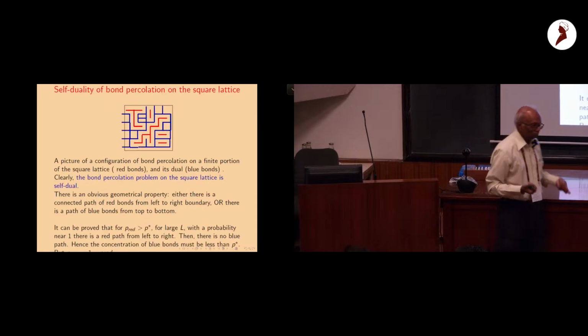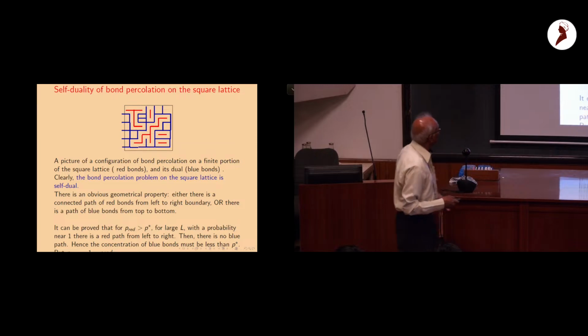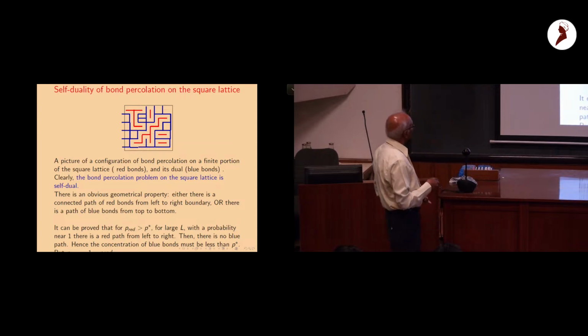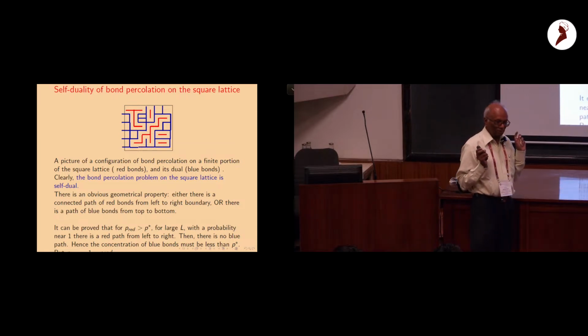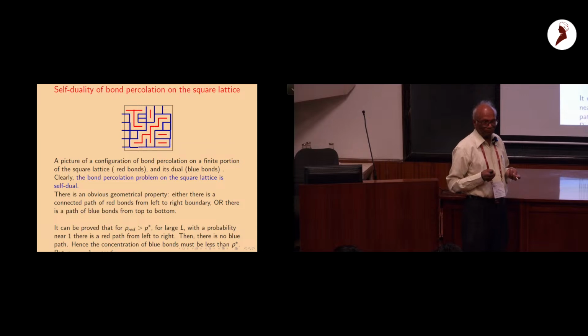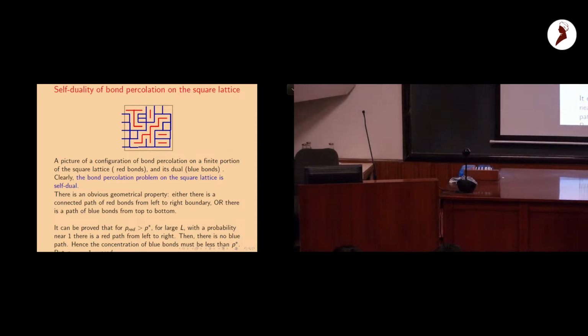Okay, so now let me consider the percolation problem in 2D, but we will consider it on the square lattice. So let us start with percolation in the red problem. So there are the red sites, and there are red bonds, and they form some cluster. And the dual of the red are the blue bonds. Okay, and maybe this picture I should draw better.